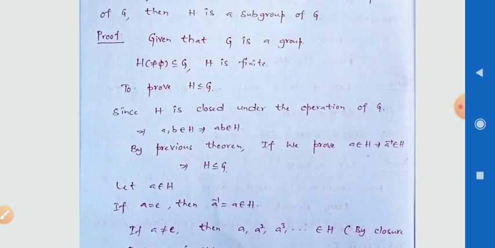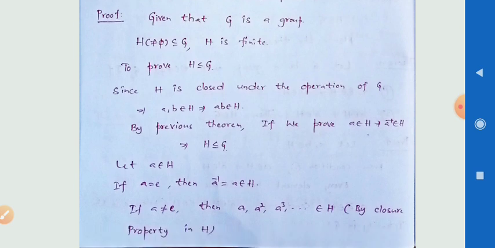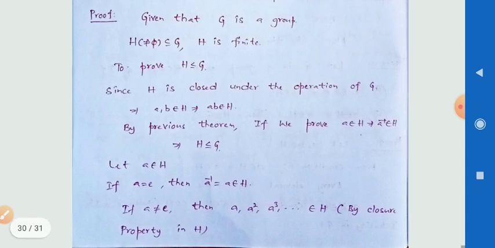For this I am taking, let a belong to H. If a is equal to e, then a inverse is equal to a, which belongs to H. If a is equal to e, then we get a inverse belongs to H. If a is not equal to e, then a, a squared, a cubed, and so on belong to H by the closure property in H.